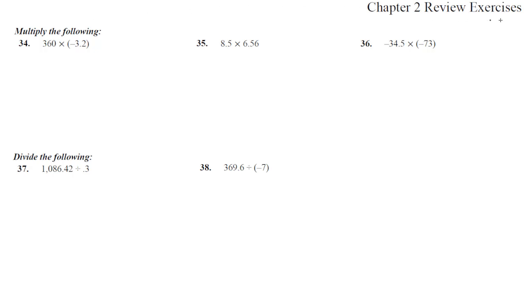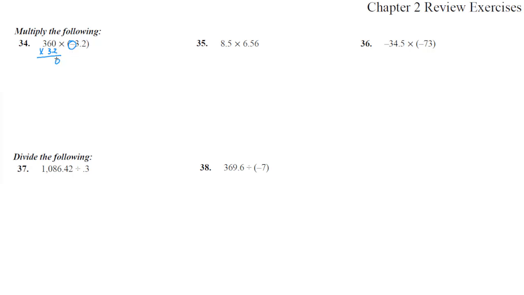Here we are in Chapter 2 review exercises numbers 34 through 38. We're going to multiply this. These are decimals and negatives, so let's remember all those rules. So we have 360 times negative 3.2. Since it's a negative, that means positive times a negative. The answer is going to be negative when we get done. Let's keep that in mind.